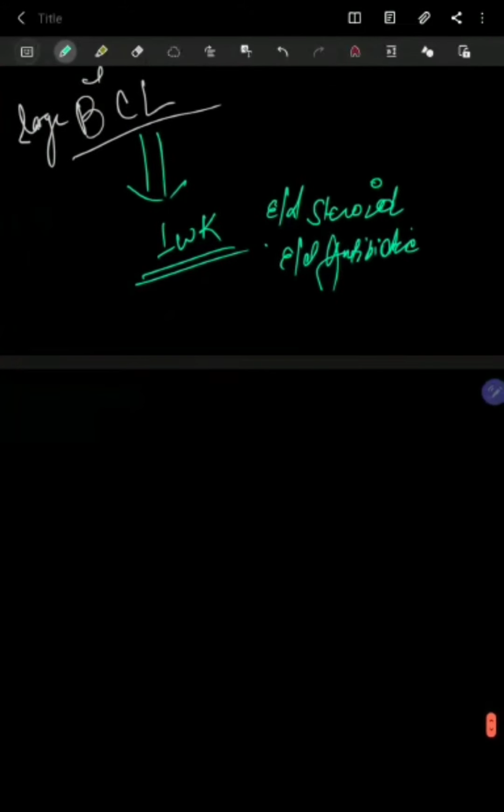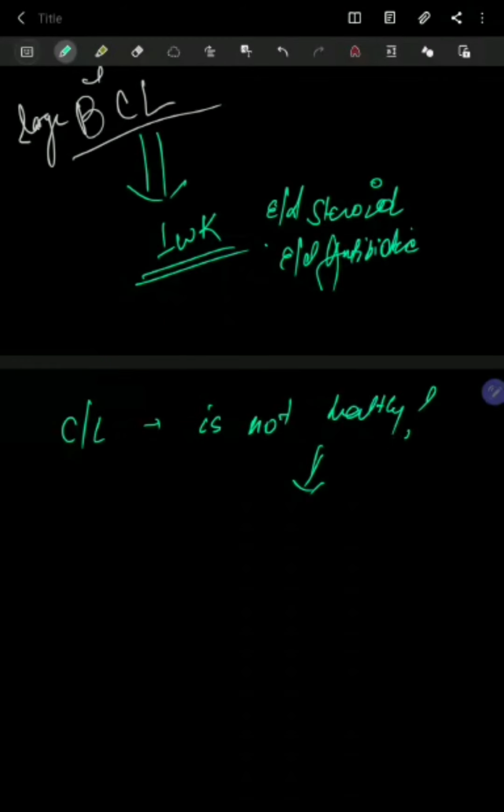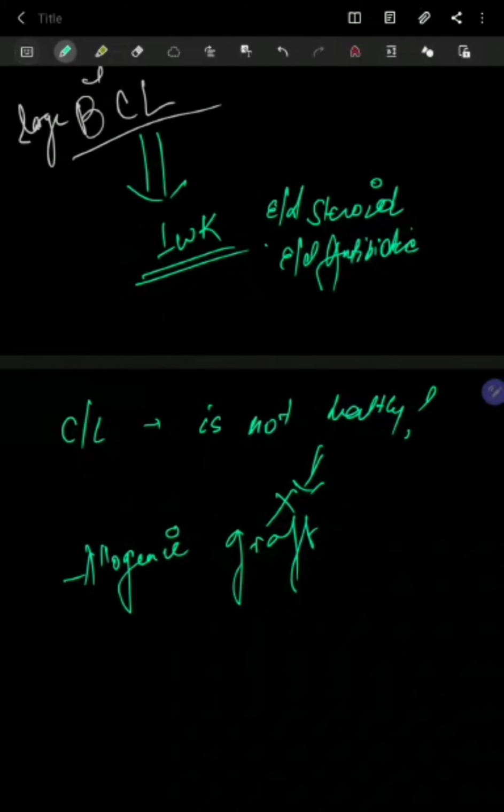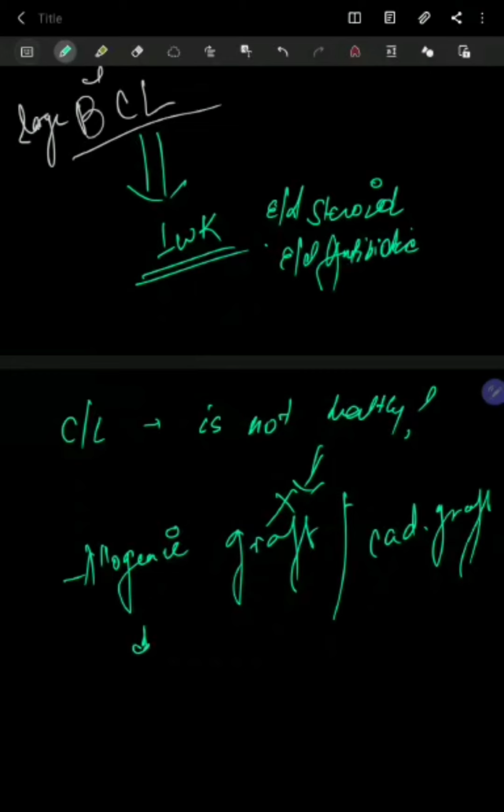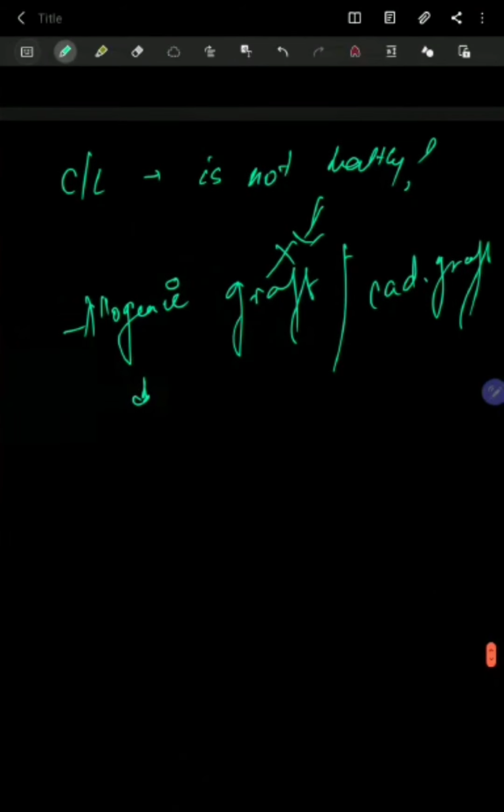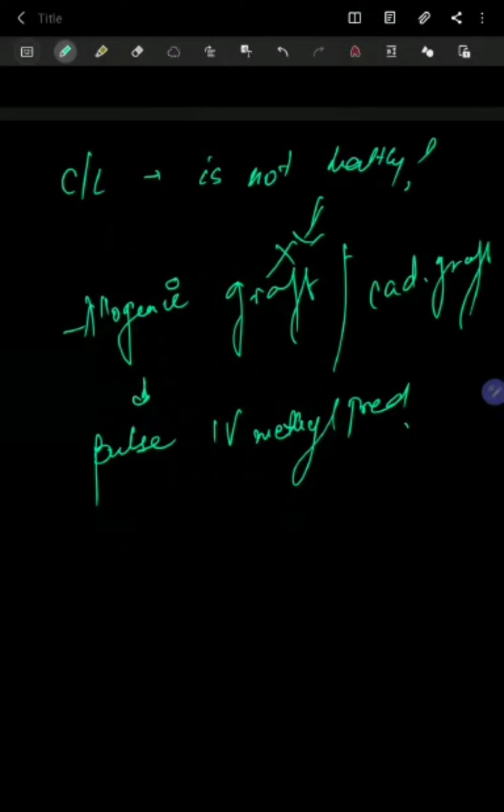See, what happens if the contralateral eye is not healthy? Then we will not take a graft from the contralateral eye. Big no. So what happens if we have to take a graft? We have to take an allogenic graft or cadaveric graft. Can we do this? Yes, there are certain studies where people have done this, but you have to keep the patient on pulse IV methylprednisolone for fear of rejection.